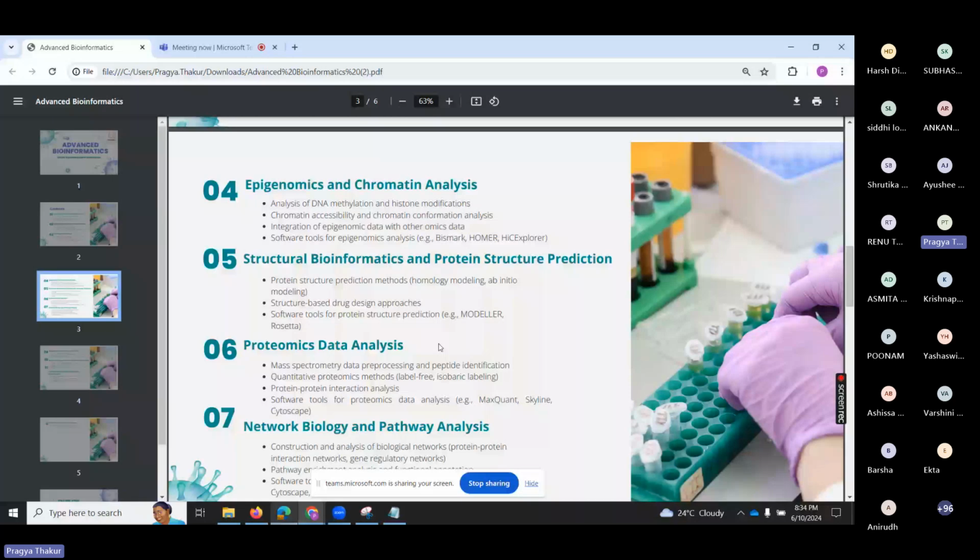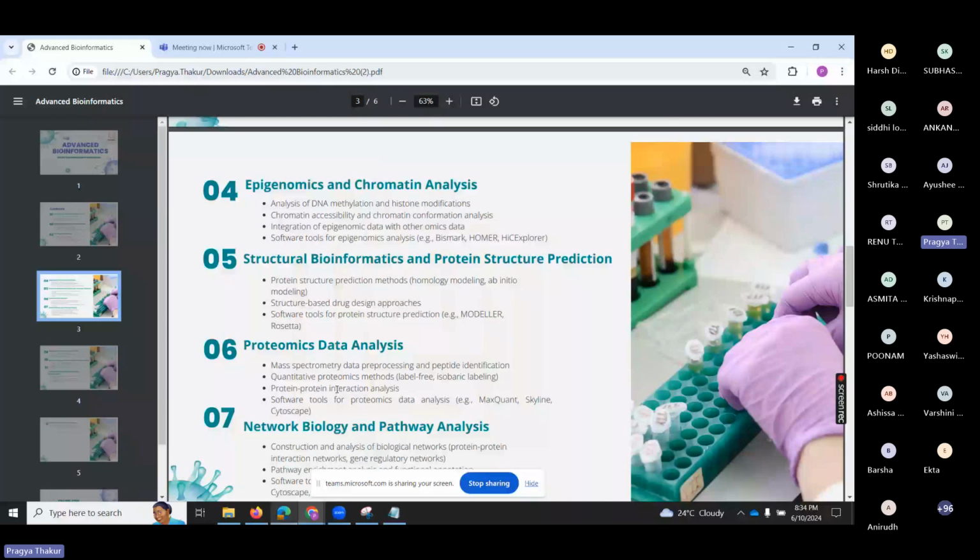Then we will see proteomics data analysis. What is proteome, and what are these terminologies that come under biotechnology also. What is mass spectrometry? What is the quantitative aspect of this proteome, that we will see. Then we will see a few papers related to protein interaction analysis, and how protein to gene interaction is done.